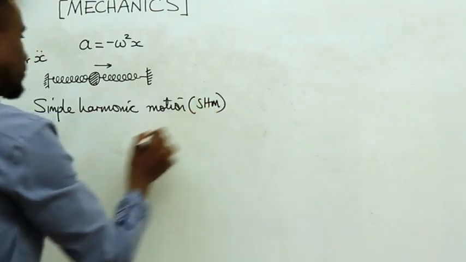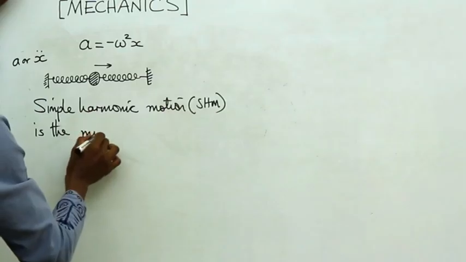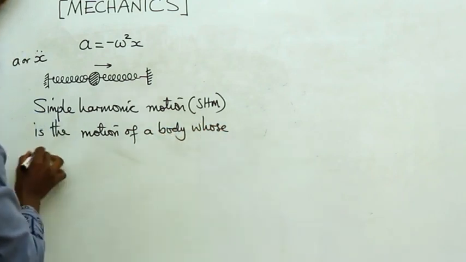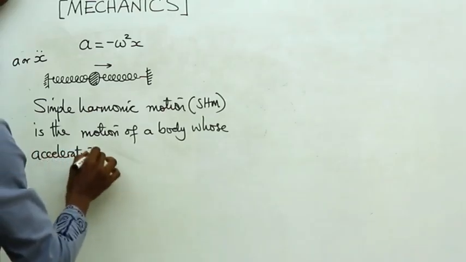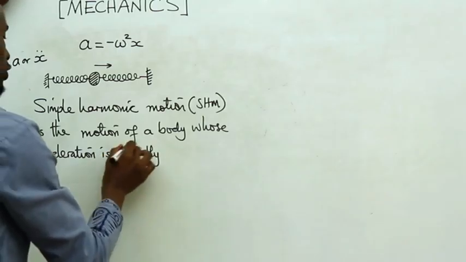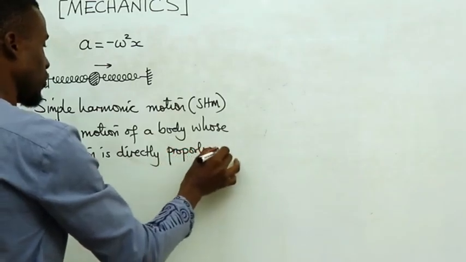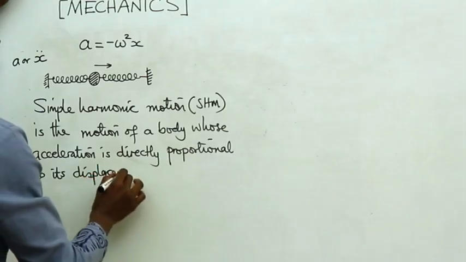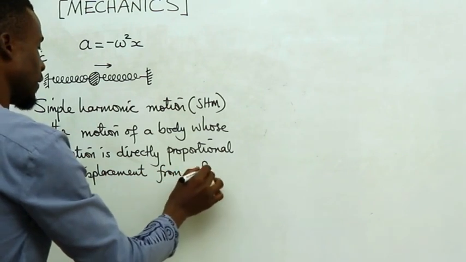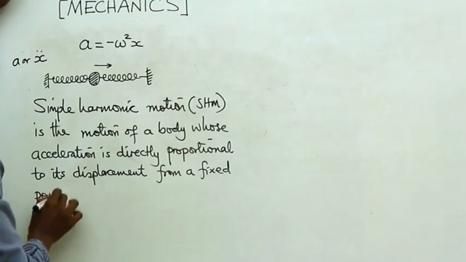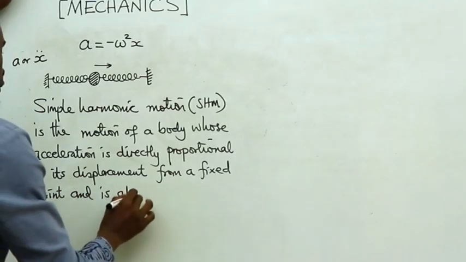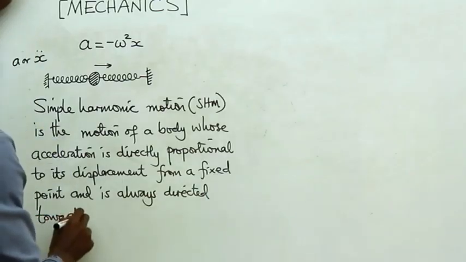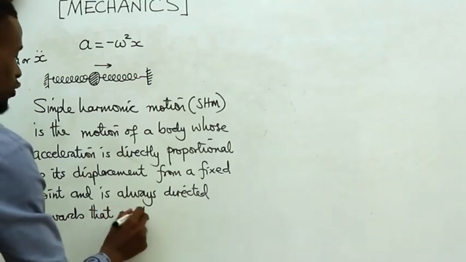Simple harmonic motion, or simply SHM, is the motion of a body whose acceleration is directly proportional to its displacement from a fixed point, and is always directed towards that point. That acceleration should always be directed towards that point.